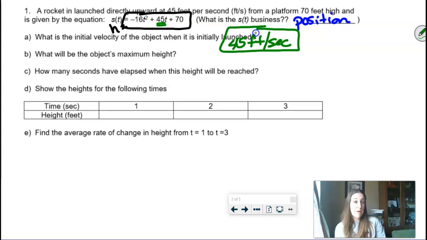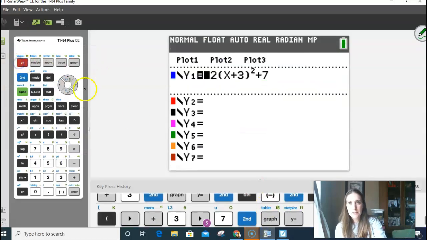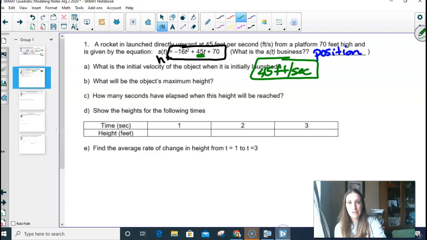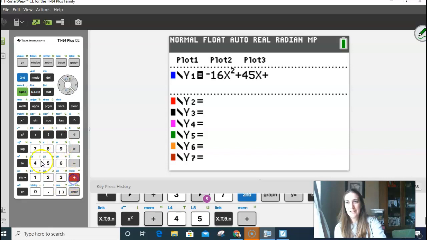What will be the object's maximum height? This is where I start using the calculator. So I go to my calculator, and I have to type in this guy, which I'm going to totally remember. Not. -16. I have to use x because of the mode in my calculator. All right, I already forgot it. It was 45 and 70. All right, plus 45x plus 70.